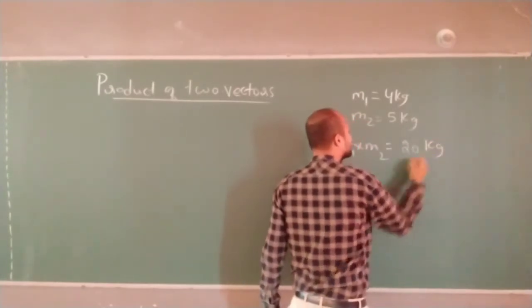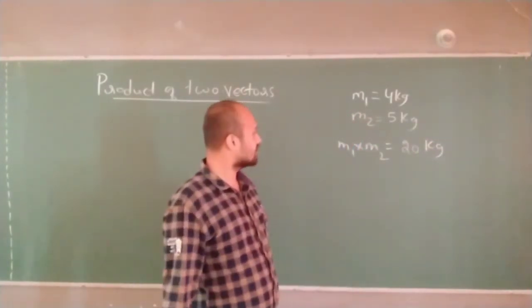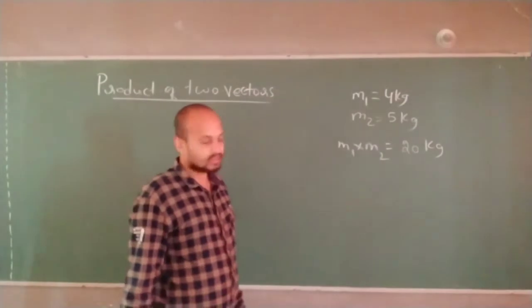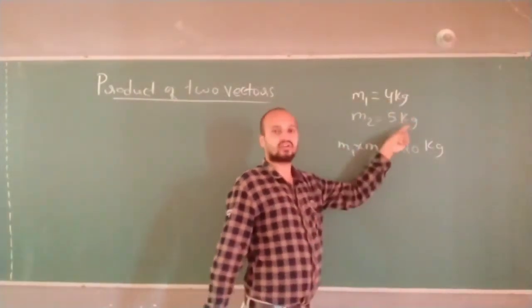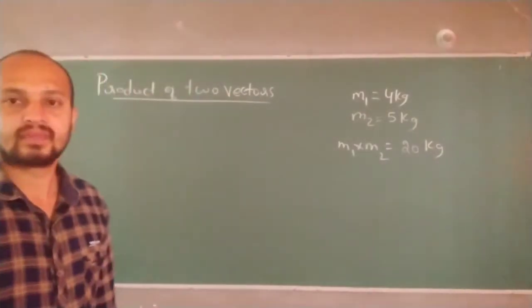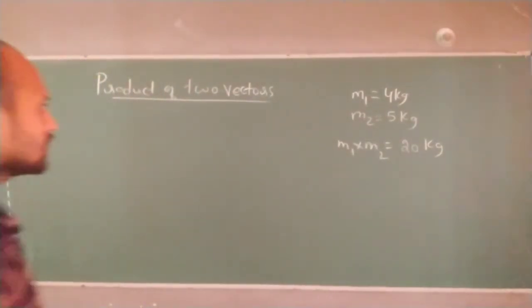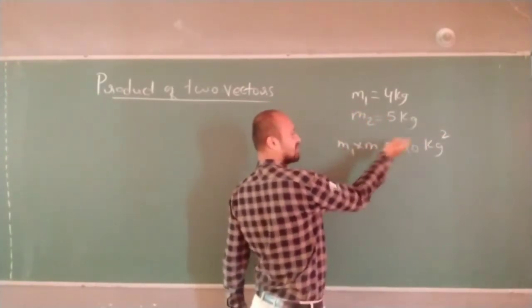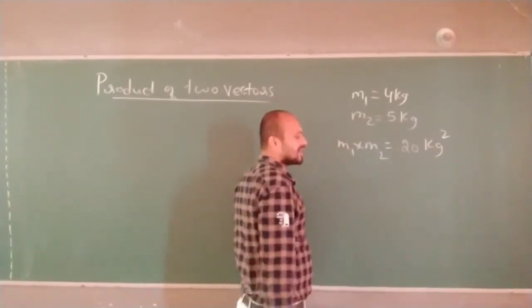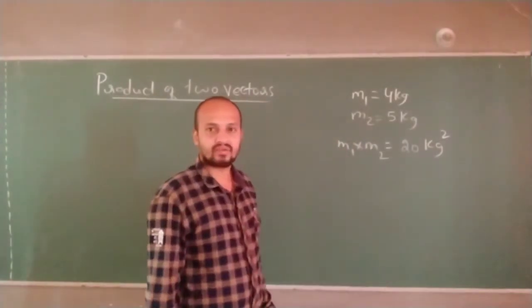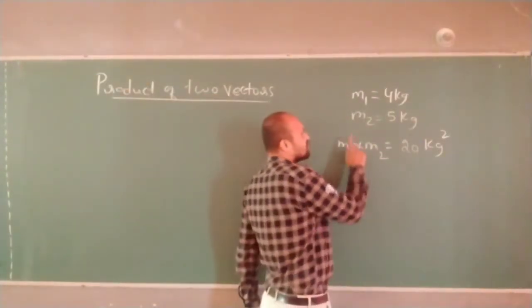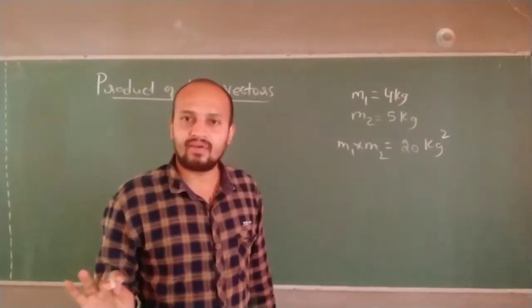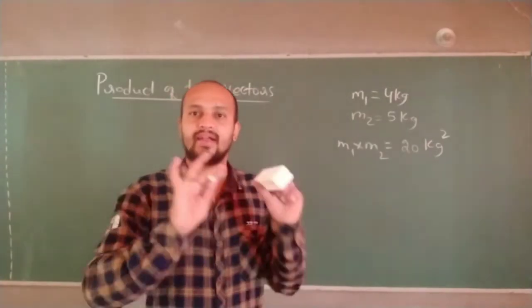So 20 kg, sir? Yes or no? Actually it will be kg square, because two units are there. Anyhow, if you multiply, it will become kg square. Let's say m into m, the units also have to be multiplied. Now what I am trying to tell you is, when you are multiplying scalar quantities, it was very easy for you to multiply. You will never worry about the direction to multiply two quantities.